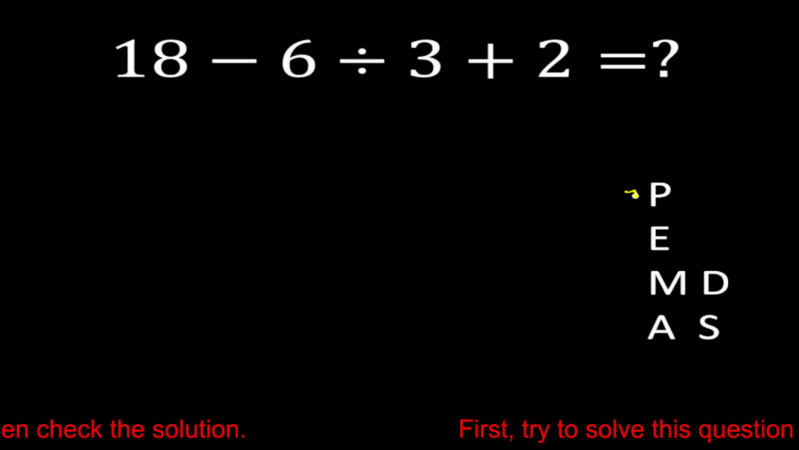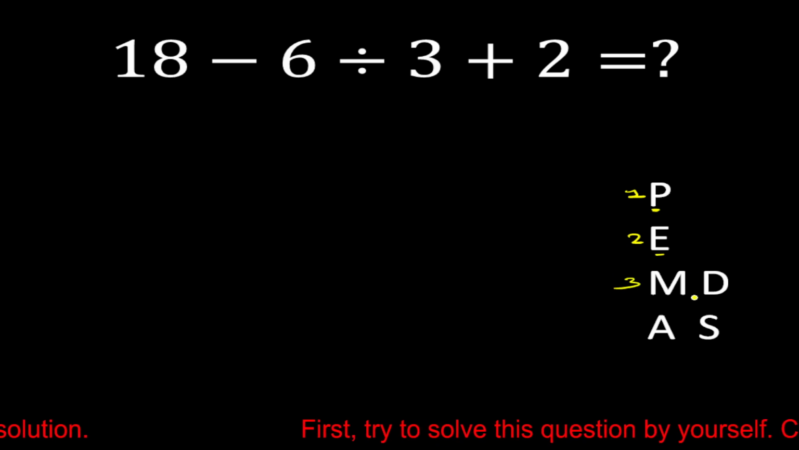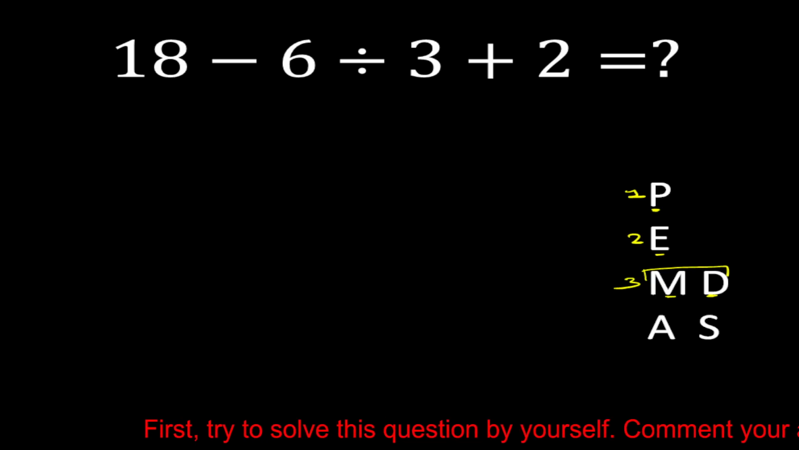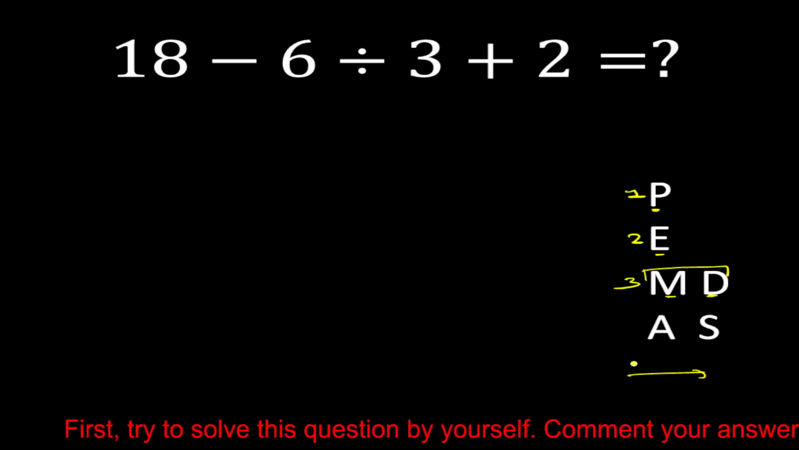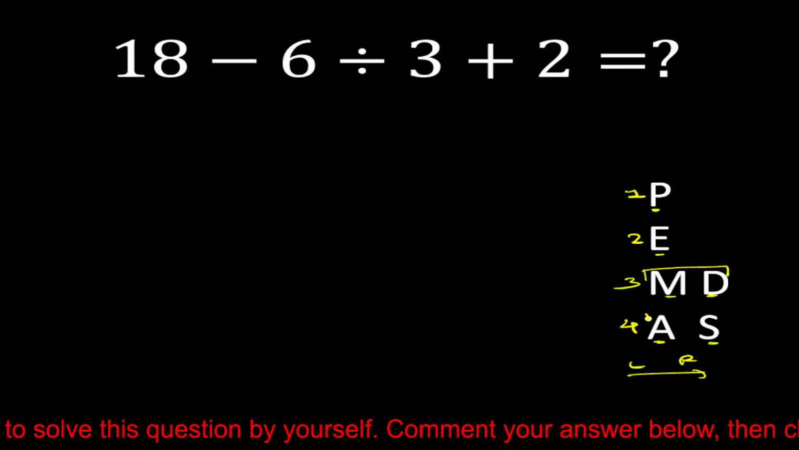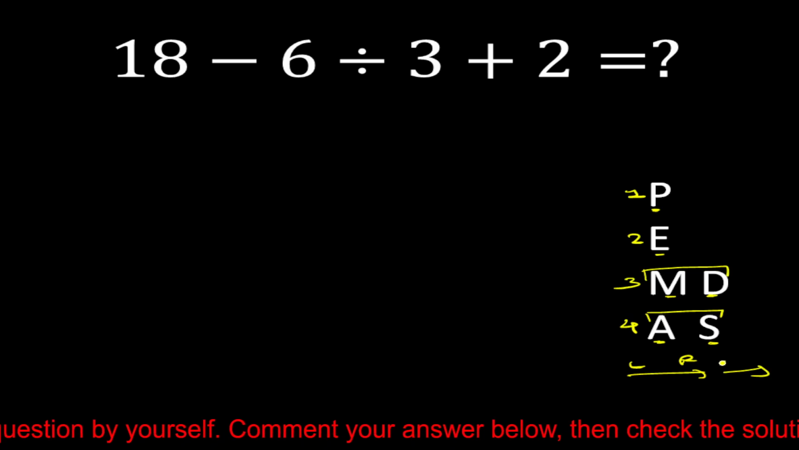PEMDAS: first priority is parenthesis, second priority is exponents, third priority is multiplication and division. Here multiplication and division both have equal priority, so we have to solve it from left to right. Then the fourth and last priority is addition and subtraction. Also, addition and subtraction both have equal priority, so we have to solve it from left to right.